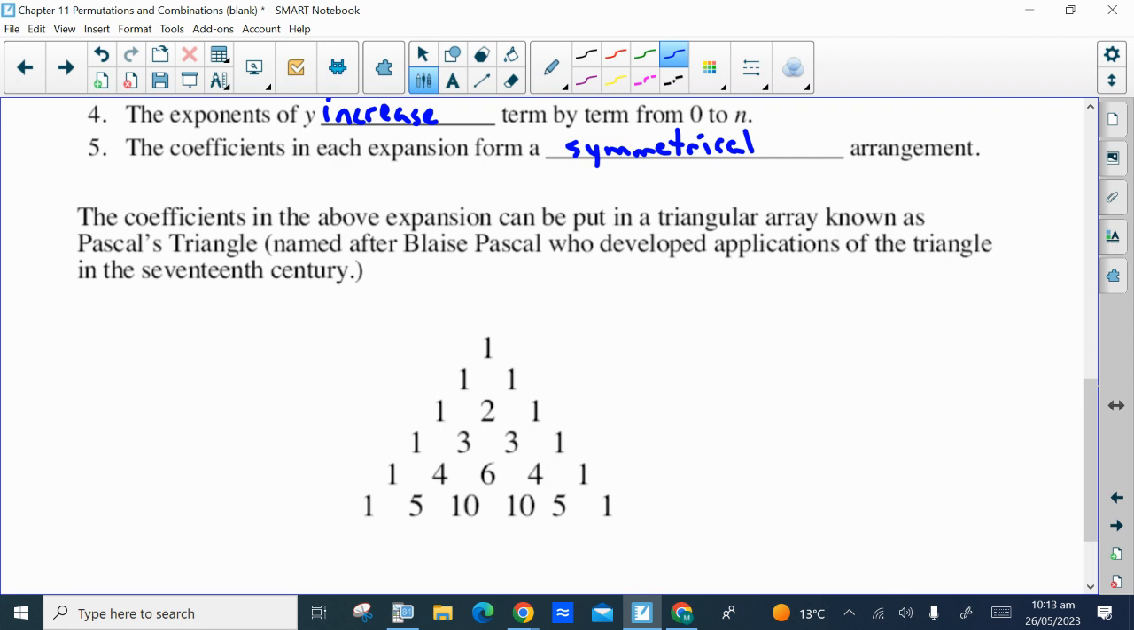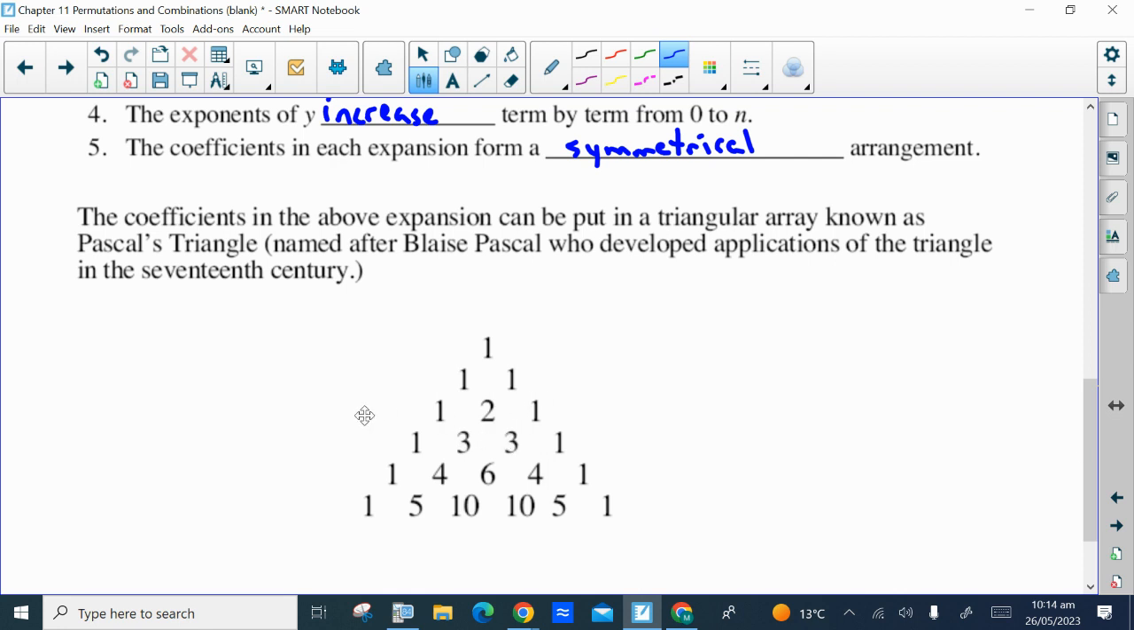So notice that with Pascal's triangle, each row starts with a 1 and ends with a 1. So the top row is 1, the next row starts with a 1, ends with a 1. Each row has one more integer than the previous row. To get to the third row, it starts with a 1, ends with a 1. This 2 comes from adding the two numbers directly above. The 1 and the 1 add together to get 2. The next row starts with a 1, ends with a 1. This 3 comes from adding the two numbers above. 1 plus 2 is 3, and 2 plus 1 is also 3.